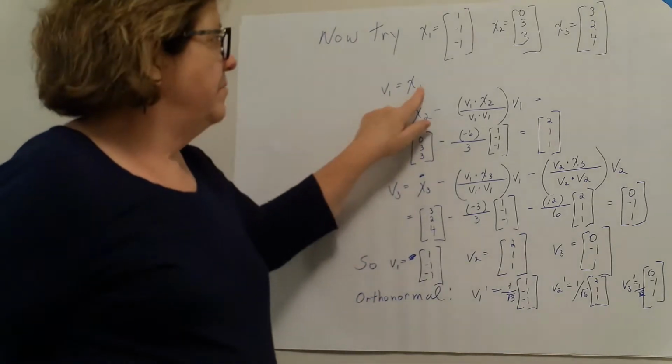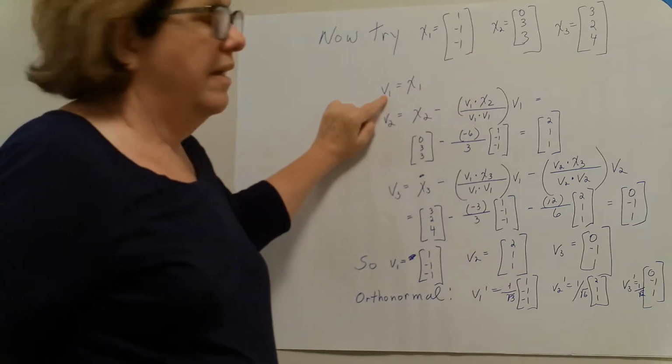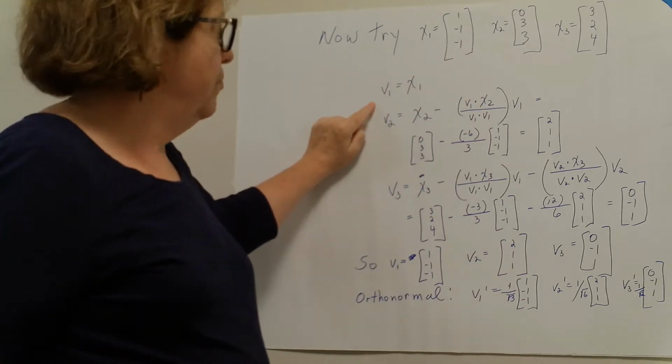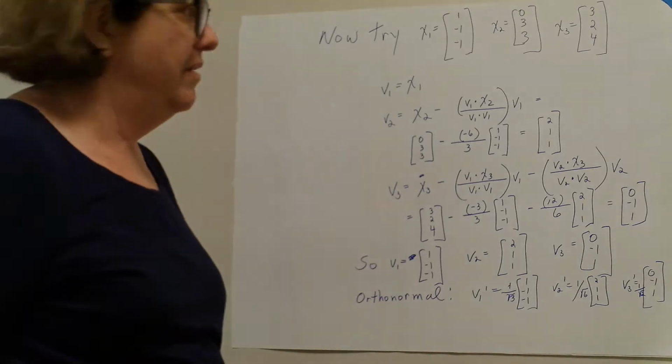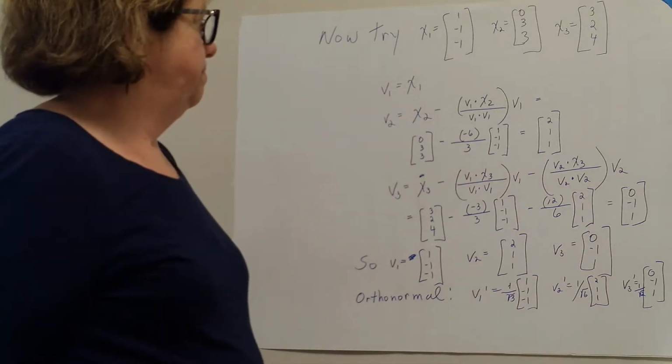But here we want to take a basis and turn it into orthogonal vectors. So we do the same thing we did before. We pick one, let's say x1, and make that our first vector. We're looking for v1, v2, v3 that are going to be orthogonal in R3. So we let v1 be x1.